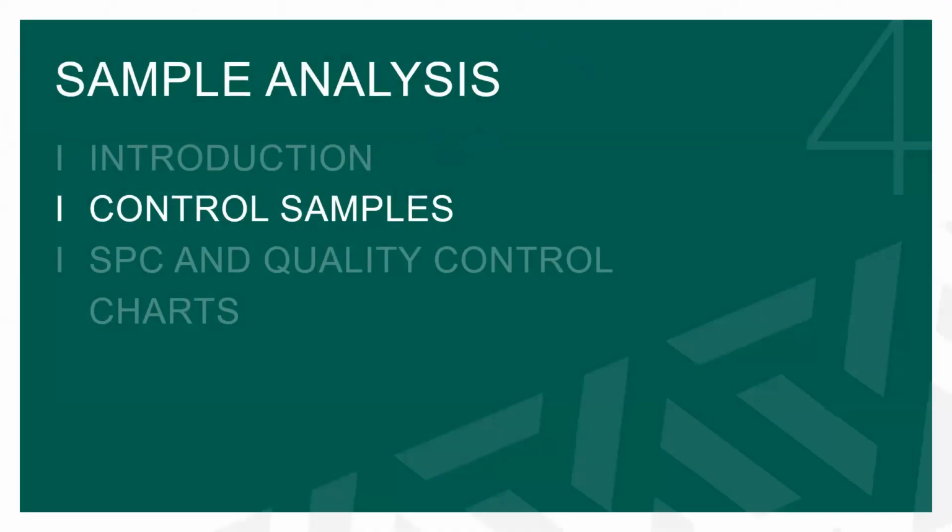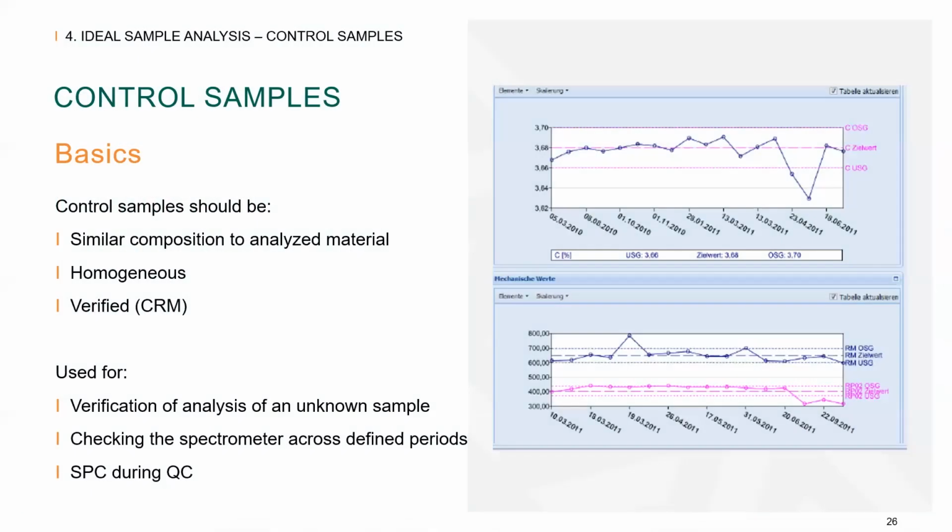Control samples. All control samples should have a similar composition to the analyzed material. For example, you wouldn't check an aluminum standard with the cast iron. They should also be very homogeneous. They should also have been verified by different testing methodology to confirm accuracy.